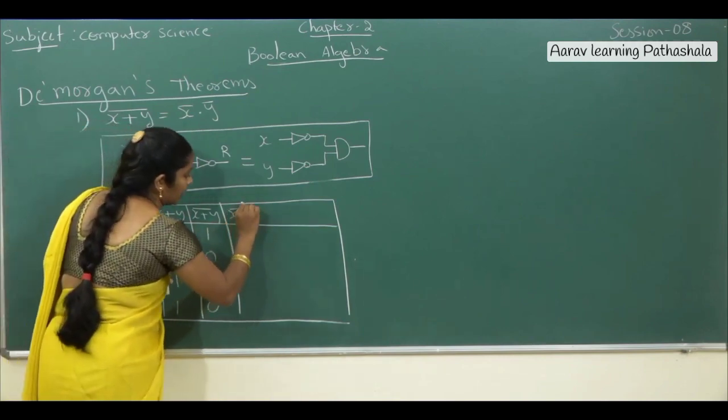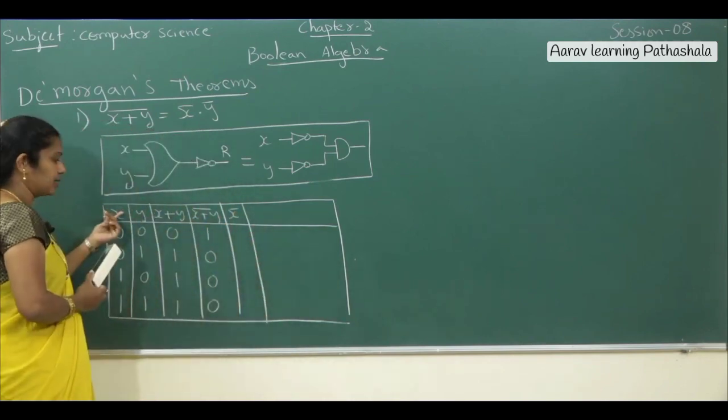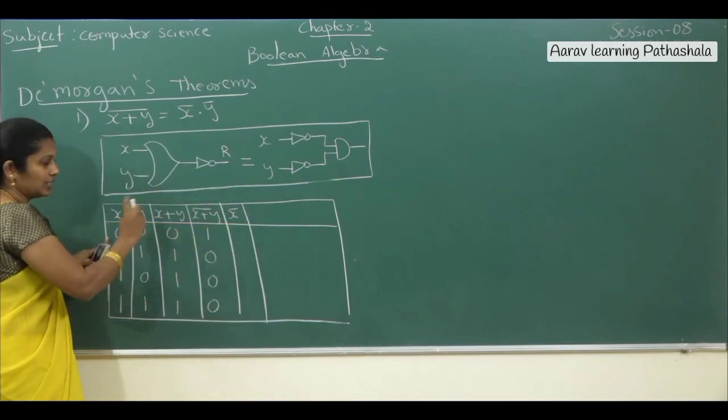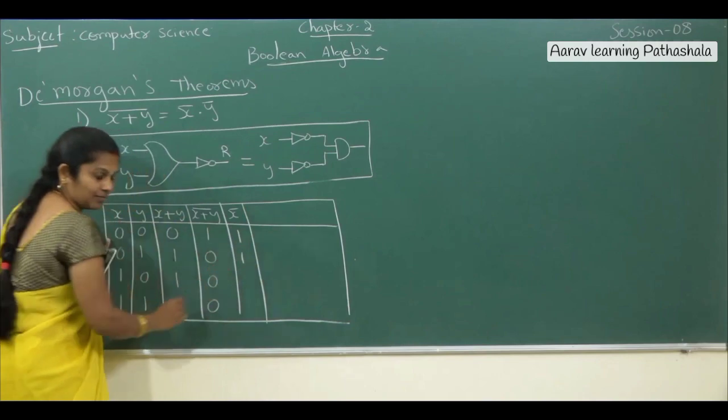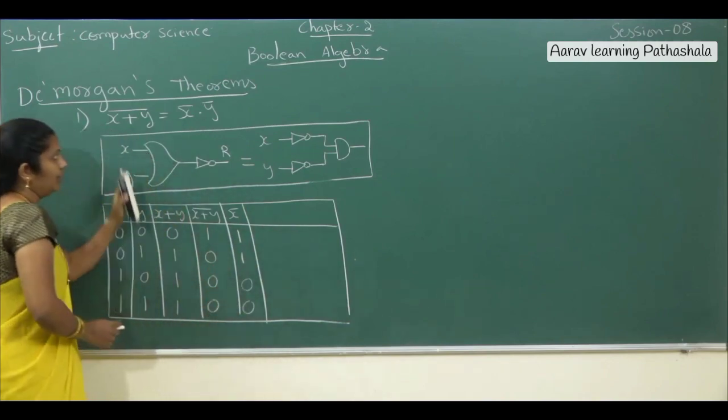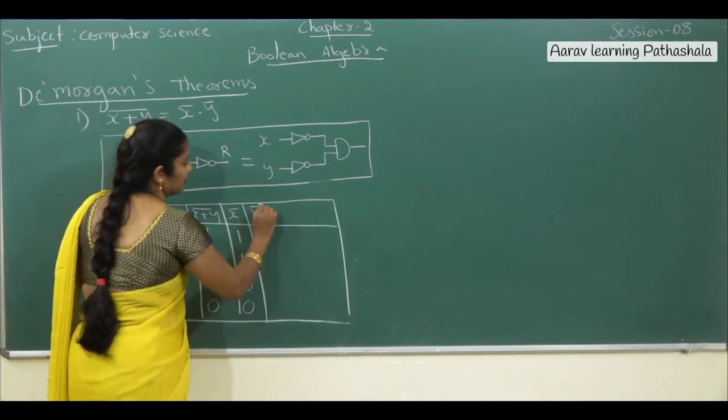How to find x bar? Whatever x column we have here, just reverse it. Here we have first two 0s, then write down first two 1s. Next we have two 1s, then here write down two 0s.